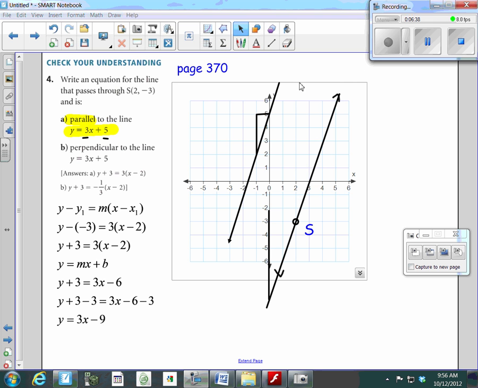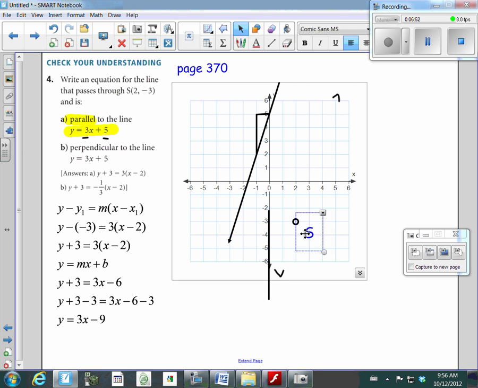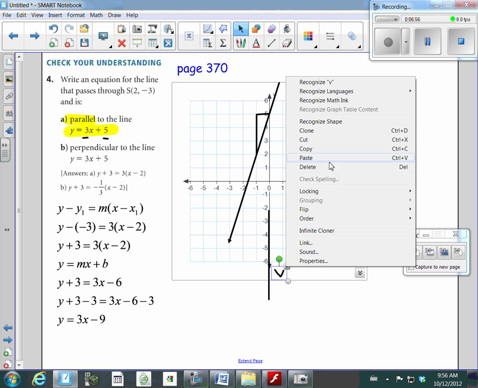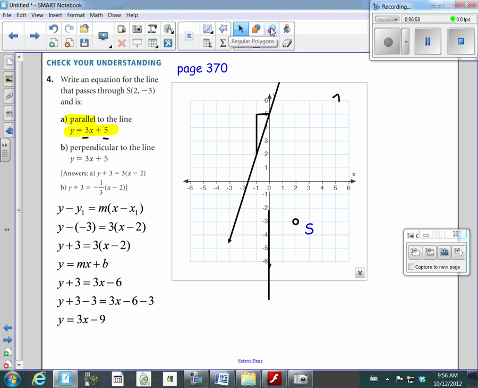In part B it says that our line travels through the same point, 2, negative 3, but it's perpendicular to this 3x plus 5 line. So we'll need to get rid of this line because that's not the line anymore. I'll leave point S where it is because that is still point S. And let's redraw a line now that's perpendicular to the line that was given.